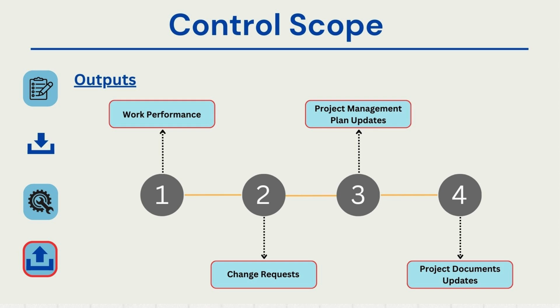The project management plan will get updated, if required. Project documents might get updated, such as the stakeholder register, the assumption log, or the traceability matrix. Any of these documents, wherever there is impact as a result of the control scope process, would need to be updated. This covers all the processes that we have to cover as part of project scope management.